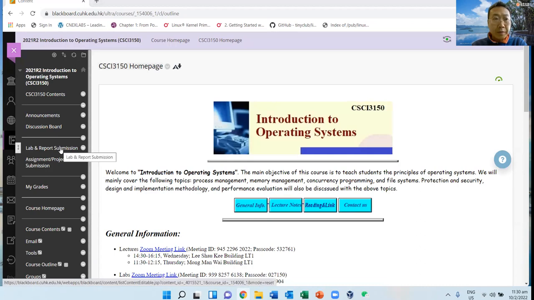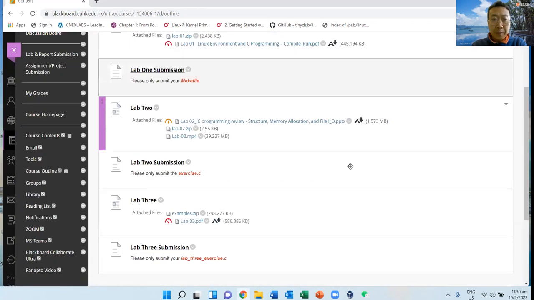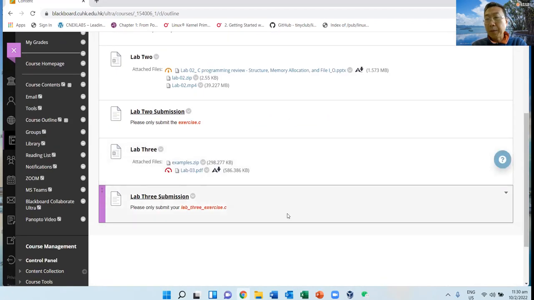First thing, today's lab, the tutor will talk about pipe and redirection. Kind of review those topics. Actually, we already started those contents in the lecture. The tutor will go through that and also introduce your new lab exercise.